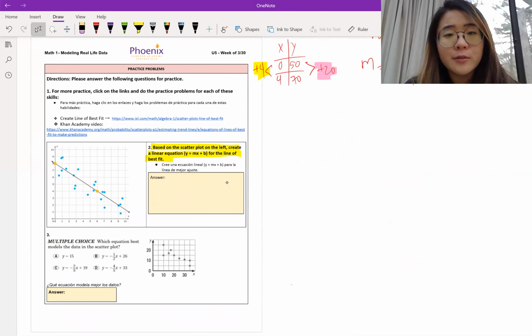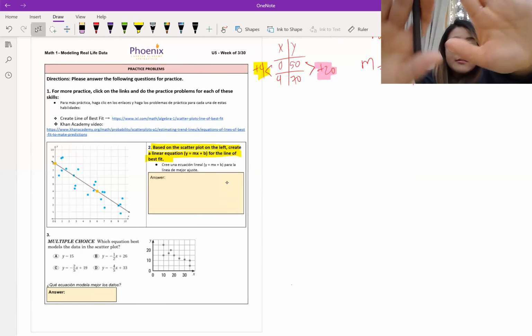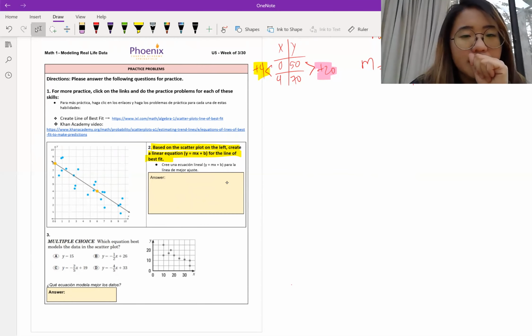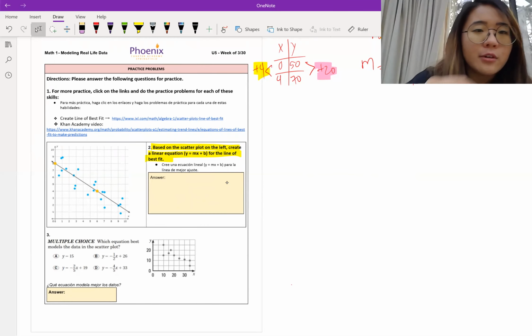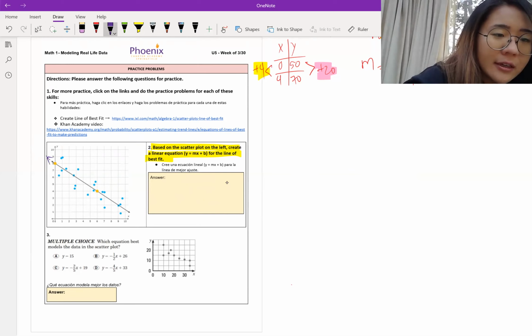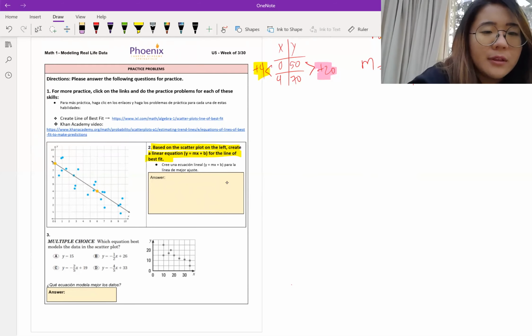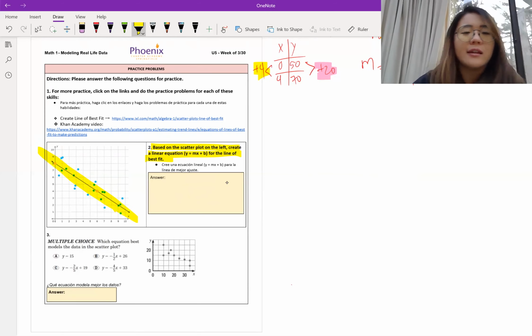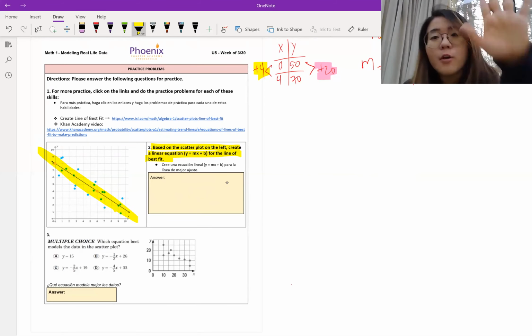I'm going to go over number 2 with you guys, but before that, please pause the video. Pause. Try this on your own. Basically, you're trying to create an equation for this line right here. Oh, that's a horrible line, Miss Sam. You're trying to find the equation for this line that I highlighted, okay? So pause the video, find those lines.